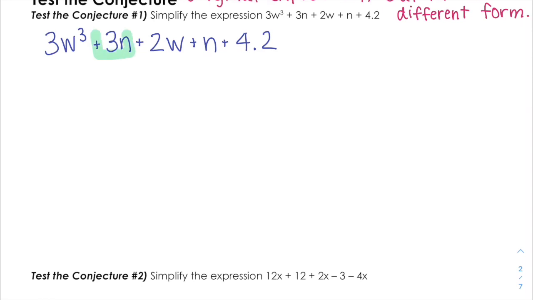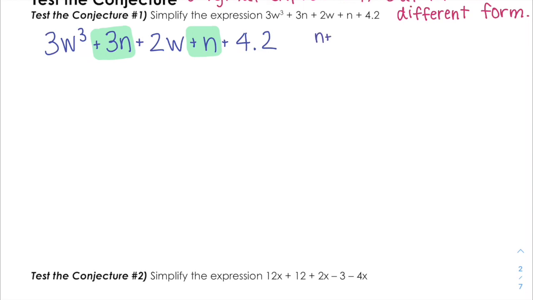We do have 3n and n. And when I do this, I always want to include the operation symbol that goes with it. So not only am I going to highlight 3n, but I'm going to highlight that plus 3n because that's telling us it's a positive 3n. And then I'm going to highlight the plus n, which is telling us it's a positive n. Unfortunately there's no other like terms that this expression shares, so we're going to go ahead and combine these.